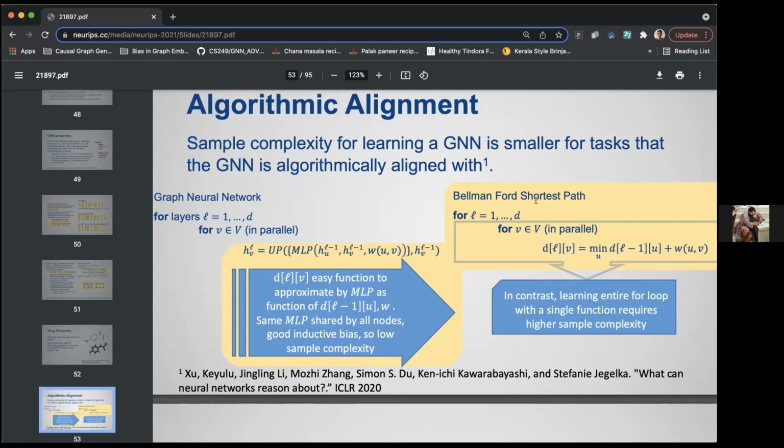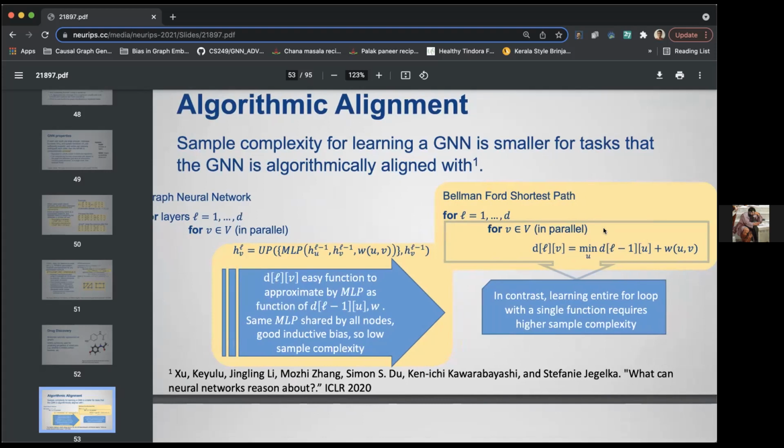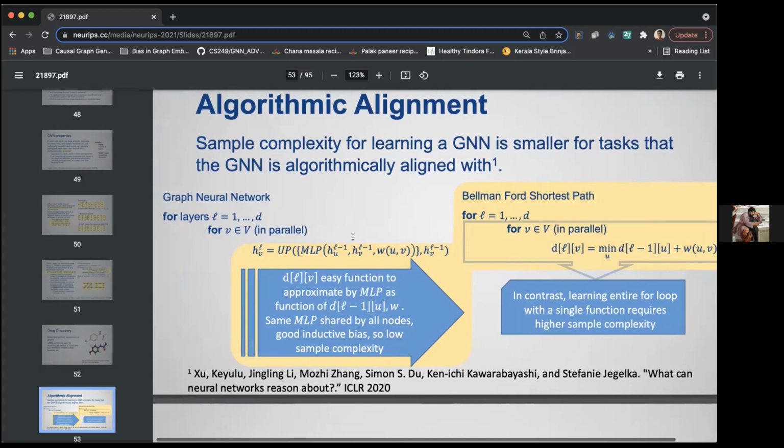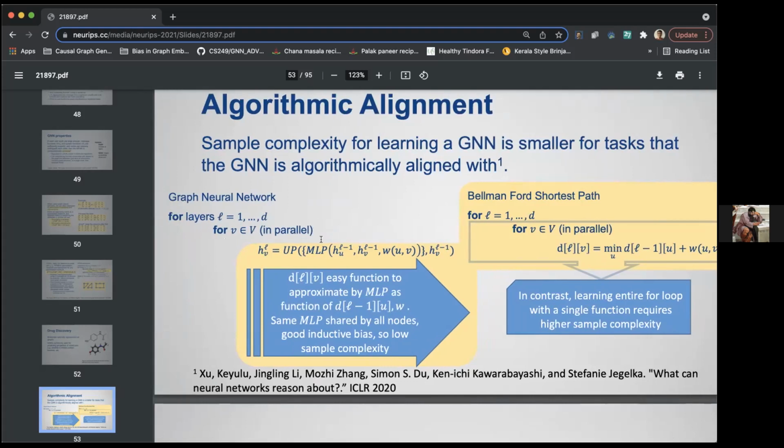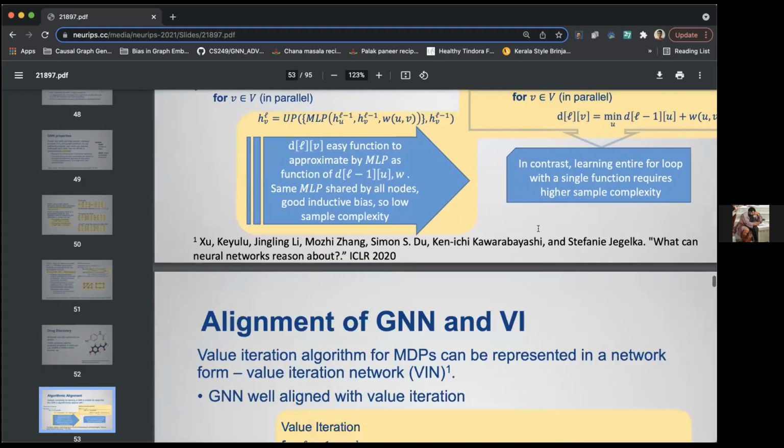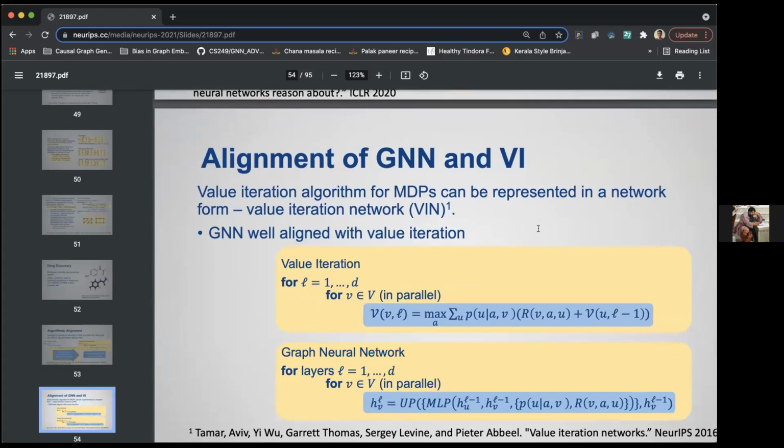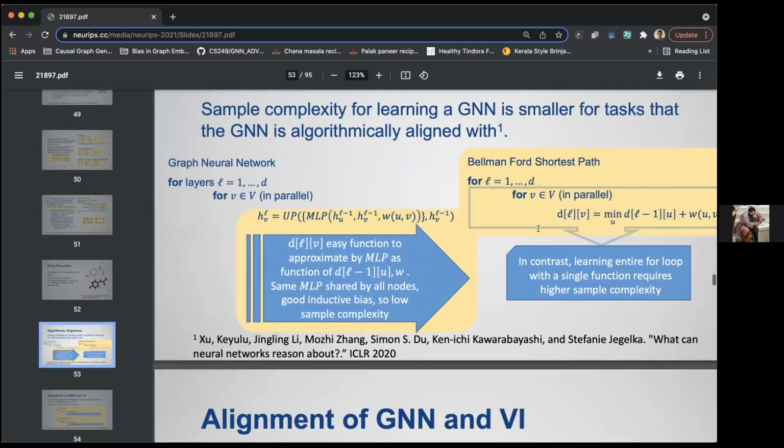So we see here that in the Bellman-Ford algorithm, if we had something like an MLP learning this kind of algorithm, it would require a very, very high sample complexity because it would have to learn this for loop, where there's some local computation involved. Instead, in the GNN, we have this for loop built in to the way that this network operates, and in this way it's very aligned with Bellman-Ford. Are there any questions about this alignment?